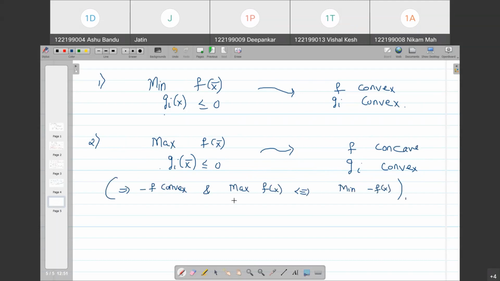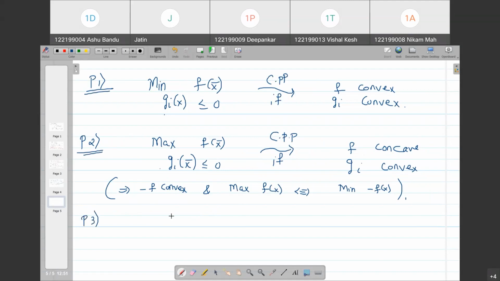Suppose you have a problem which says maximize f of x and gi's are less than or equal to 0. When do you call the problem P2 a convex programming problem? If your f is concave and gi's are convex. When will I call P1 a CPP? If your f is convex and gi's are convex.